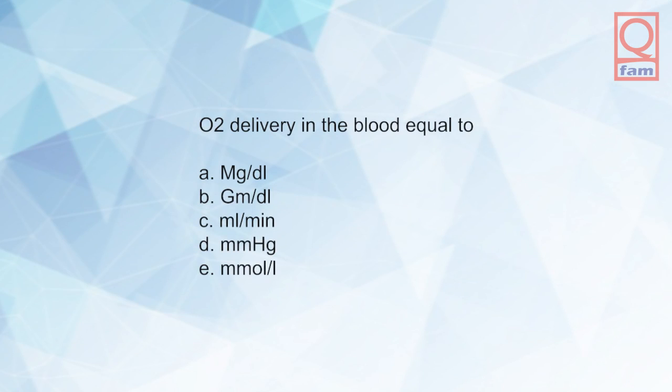O2 delivery in the blood equal to A. Megagram per deciliter. B. Gigameter per deciliter. C. Milliliter per minute. D. mmHg. E. mmol/L. The answer is C. Milliliter per minute.